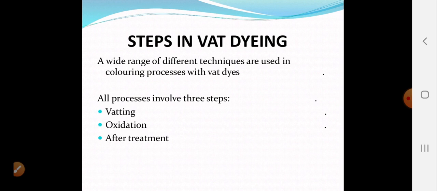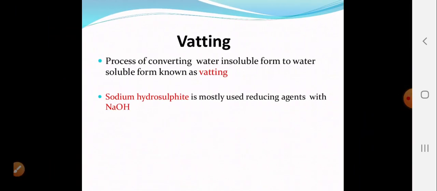Steps in vat dyeing: these are the procedure for vat dyeing a fabric. They involve three steps. The first is vatting, oxidation is second, and third is after-treatment. We will see each step one by one, starting with vatting. Vatting is the process of converting the water-insoluble form of the dye to the water-soluble form. Sodium hydrosulfite is the most used reducing agent, along with NaOH. So the reduction process is called the vatting step.